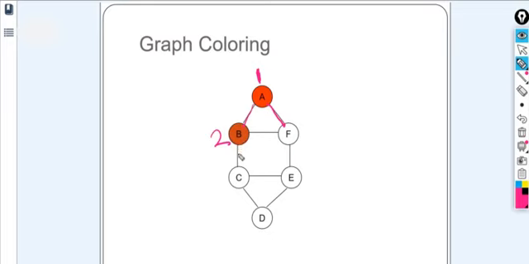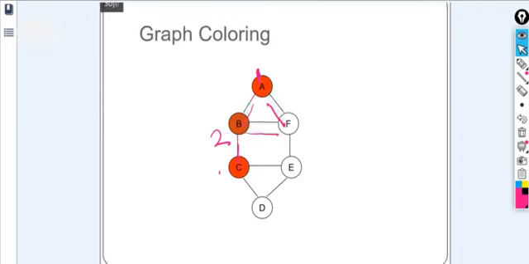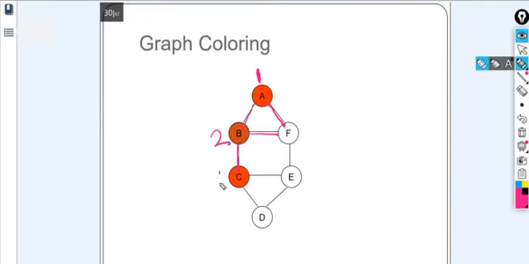So what are the adjacent nodes of B? C and F. So F cannot have the first color and second color, so some different color we have to take here. So what about C node? C node cannot have the second color, but it can have the first color. So until and unless it is necessary, we will not take the extra color. Okay, so we are marking it as a 1. What it means is we are coloring this node also with the color number 1, right?